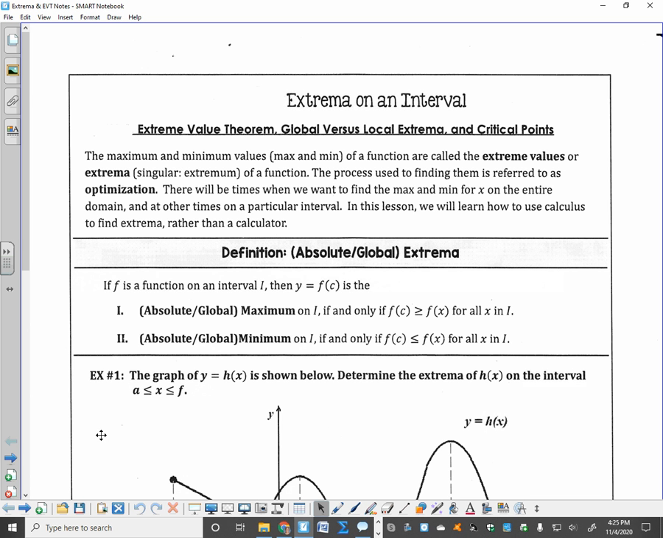There will be times when we will want to find the max and the min for x on the entire domain, and other times when it's on a particular interval. In this lesson, we're going to learn how to use calculus to find extrema rather than using a calculator, like to graph it and just use that wonderful button max and min.